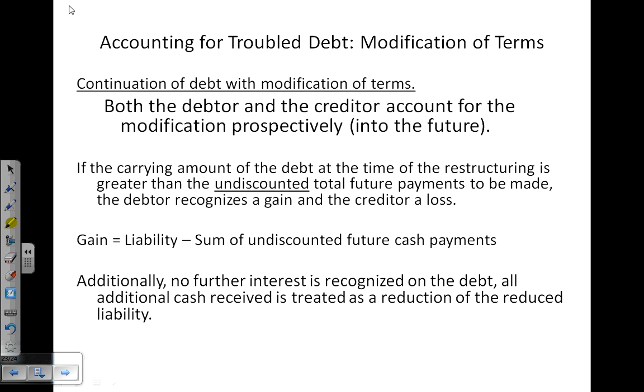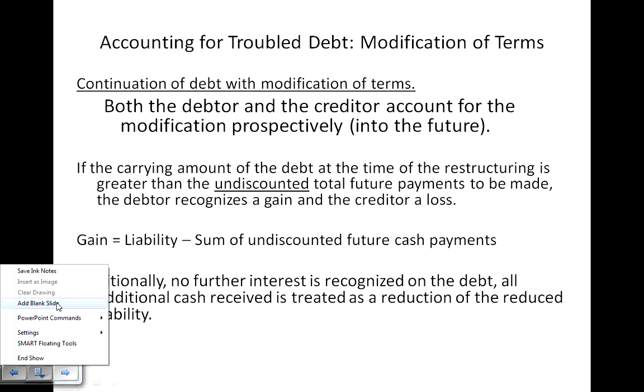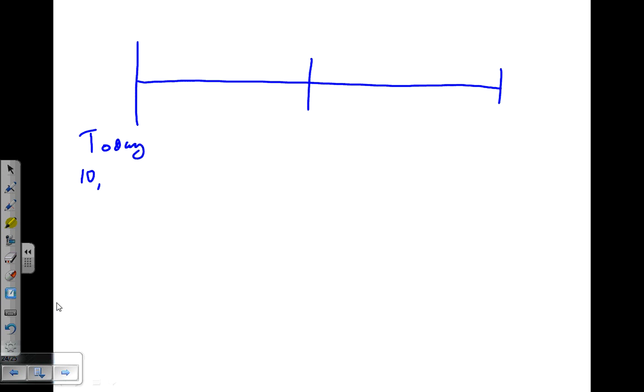We'll go through an example of this, but let me just give you a flavor of what's happening here. So imagine that today the bank is owed $10,000 plus $2,000 accrued interest.